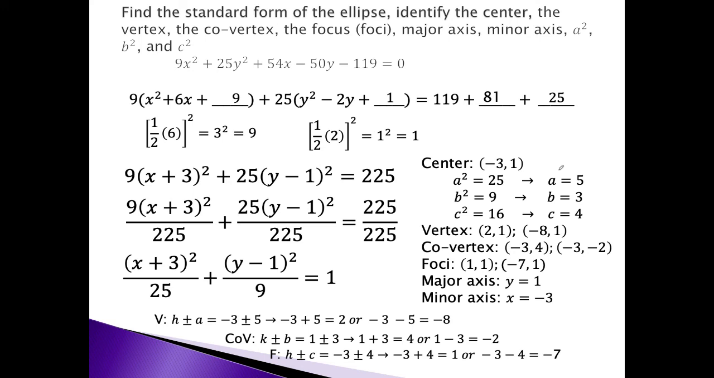Simplifies to x plus 3 squared over 25 plus y minus 1 squared over 9 equals 1. So we have a center of negative 3, 1. We have a squared is 25, so a is 5. B squared is 9, so b is 3. C squared is 16, so c is 4. We found c squared because c squared is a squared minus b squared, which simplifies down to 16, and the square root of 16 is 4.